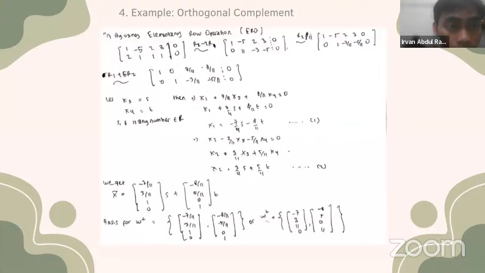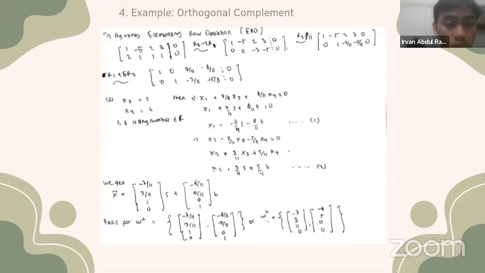After that, we have to find the solution of x1, x2, x3, x4. By using elementary row operations, we got the solution like this: x1 is equal to minus 7 over 11 s minus 8 over 11 t, and x2 is equal to 3 over 11 s plus 5 over 11 t, where s and t are any numbers belonging to R, and x3 is equal to s, and x4 is equal to t.